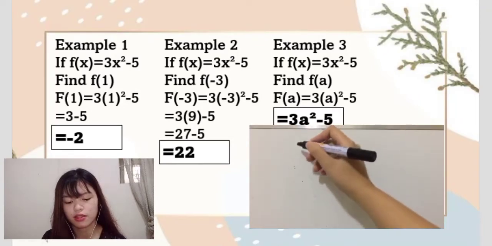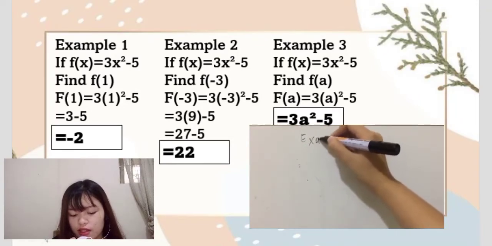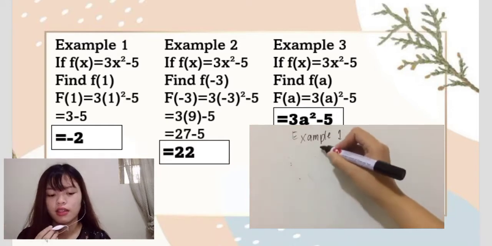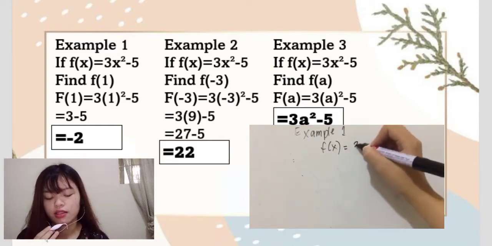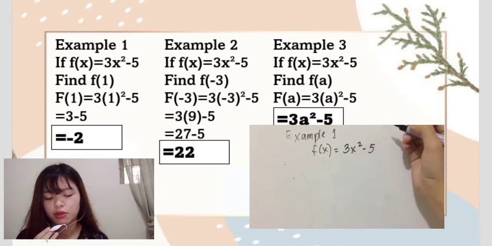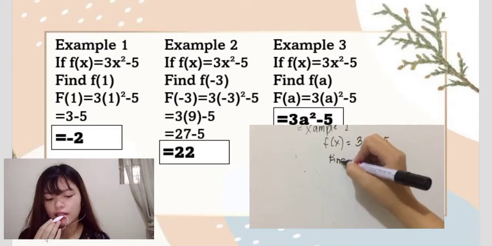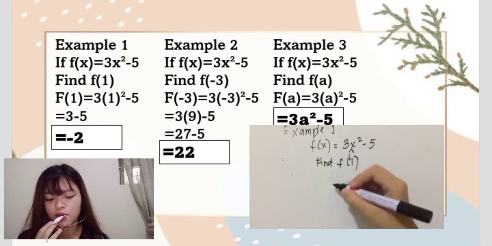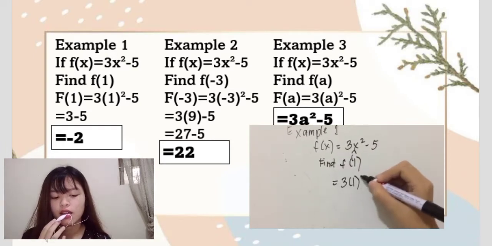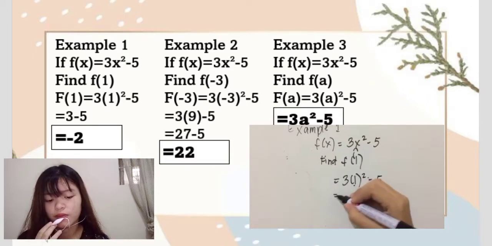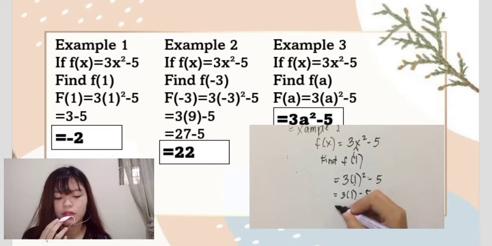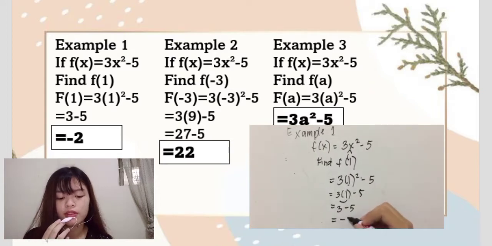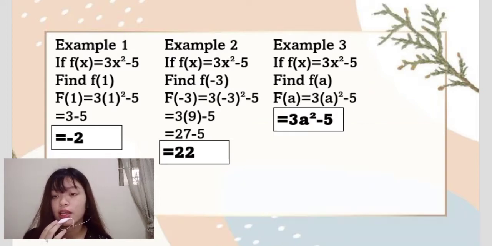Next natin is the examples of function. Let's say this is example number 1. Let's say ang ating f of x is 3x squared minus 5, and ang ating x is 1. Ang mangyayari dyan, i-substitute lang natin yung 1 sa x natin. So mangyayari 3 times 1 squared minus 5. Ang value naman ng 1 squared is also 1, walang pinagbago. So mangyayari 3 times 1 minus 5, magiging 3 minus 5. Bali, ang final answer natin is negative 2.